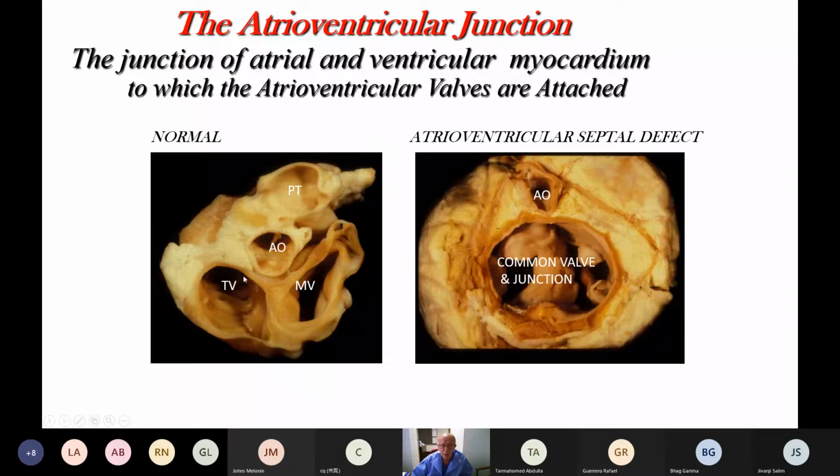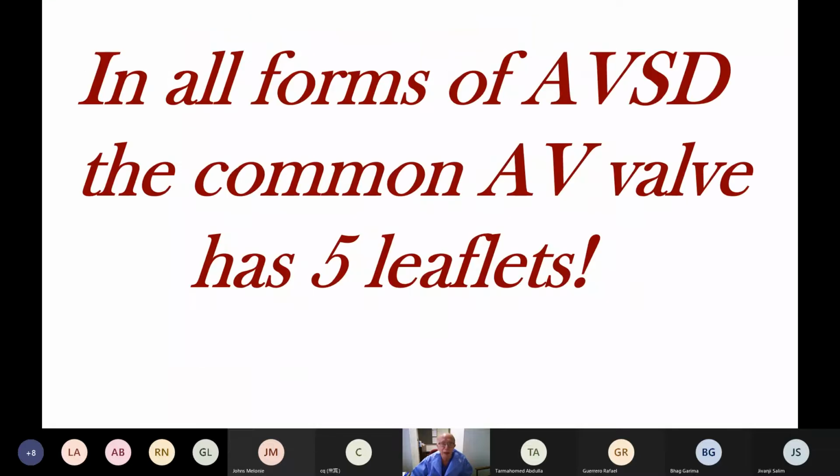Here, the aorta is wedged between the mitral and tricuspid valve with a common junction. The aorta is pushed to an anterior position. So what is clear is the AV junction in a normal heart and in an AVSD have no similarity. In all forms of AVSD, the common AV valve, which you find within the common junction, has 5 leaflets.